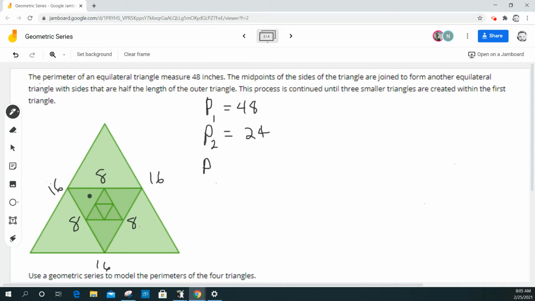So then this would be 4 plus 4 plus 4, right? And that would be 1/2 of that, which is 12. And then 2 plus 2 plus 2.